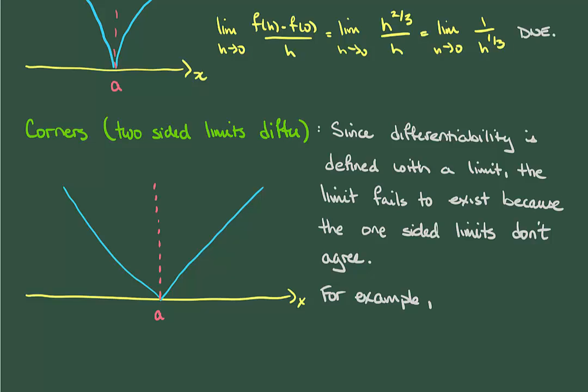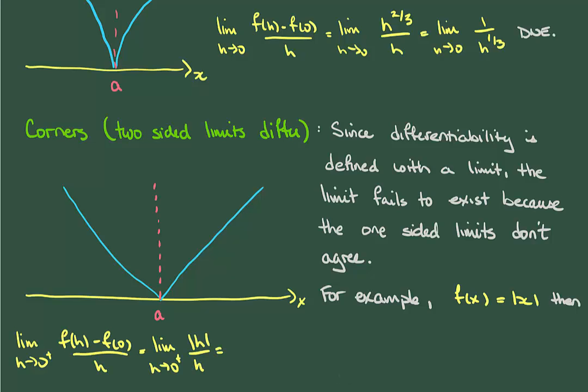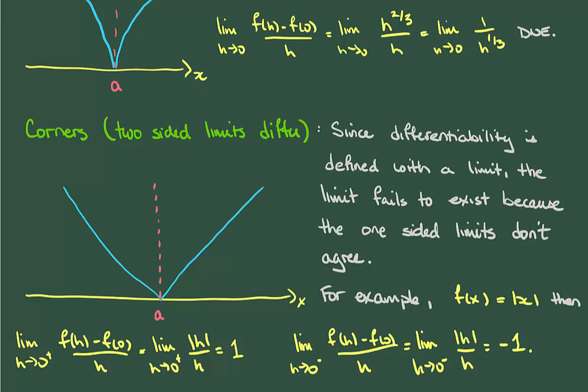Now, we've seen functions like this before. For example, the absolute value function. If we compute the one-sided limits of the difference quotient, we're left with these absolute value of h divided by h terms. And we've seen these limits before, right? With a result of +1 from the right and -1 from the left. Thus, the limits don't agree, and so the limit doesn't exist.